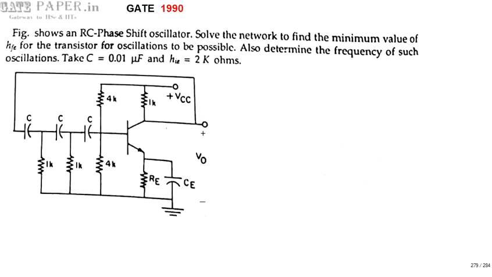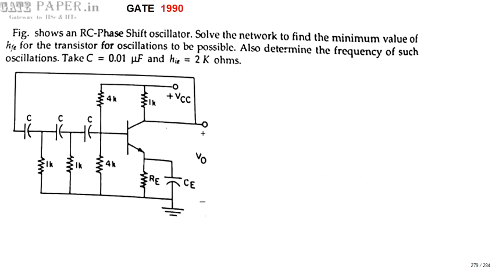Hello, we are discussing the GATE 1990 ECE paper, and this question is related to analog circuits. Look at the diagram. The diagram is an RC phase shift oscillator, and we know that one RC phase shift oscillator consists of 3 RC networks. The given value of C is 0.01 microfarad.